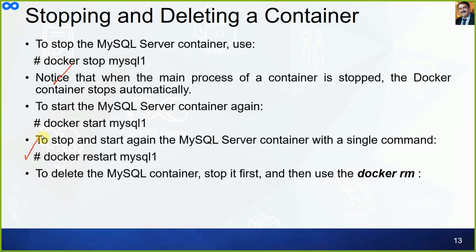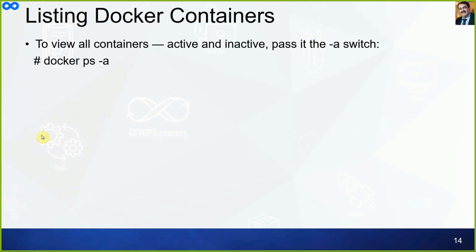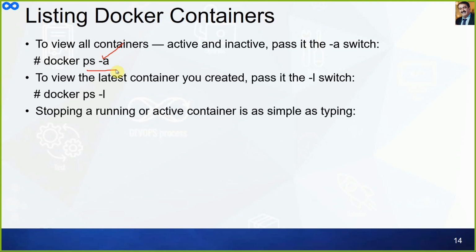To delete the container, you need to first stop it. You cannot delete a container which is running. So you need to stop the container and then you run the command docker rm, that is remove, mysql1. To view all the containers, stopped and running, you can use -a. All containers will be displayed using the docker ps -a command. To view the latest container which you have created, you can use the -l switch, docker ps -l.